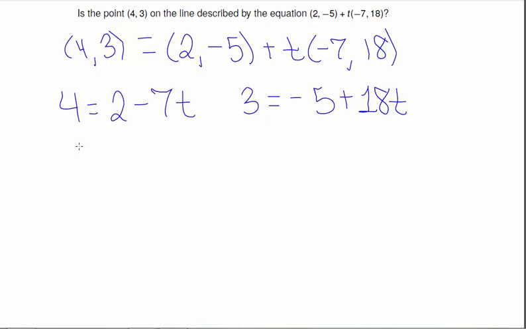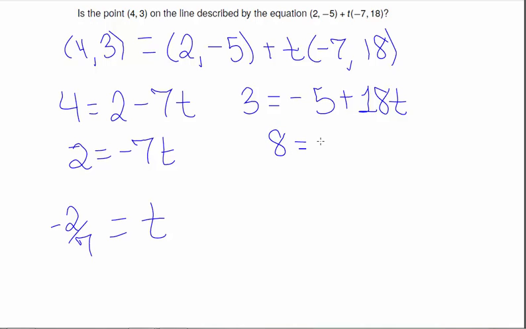Solving this one, I can subtract 2 from both sides to get 2 equal to minus 7t. So t will be equal to minus 2 over 7. Adding 5 to both sides gives me 8 equal to 18t, and dividing both sides by 18 will give me 4 over 9. So is this point on the line? No, it's not, because t can't be both 4 over 9 and negative 2 over 7 at the same time.